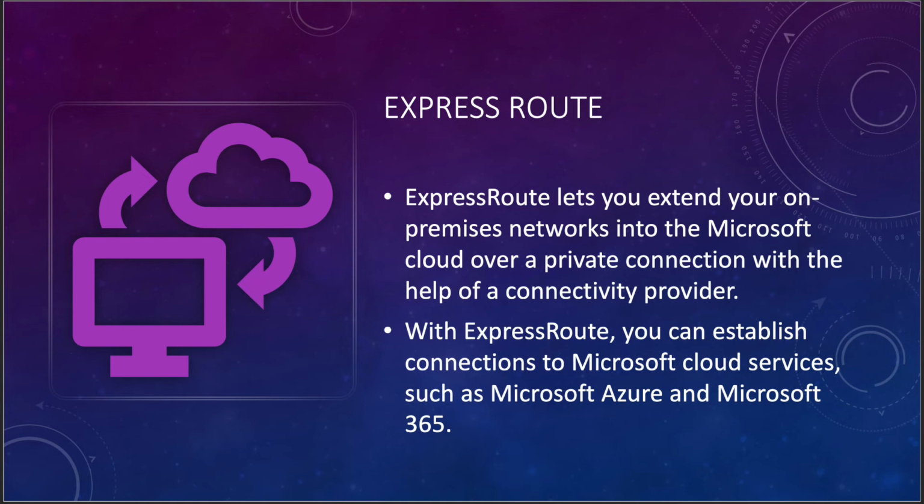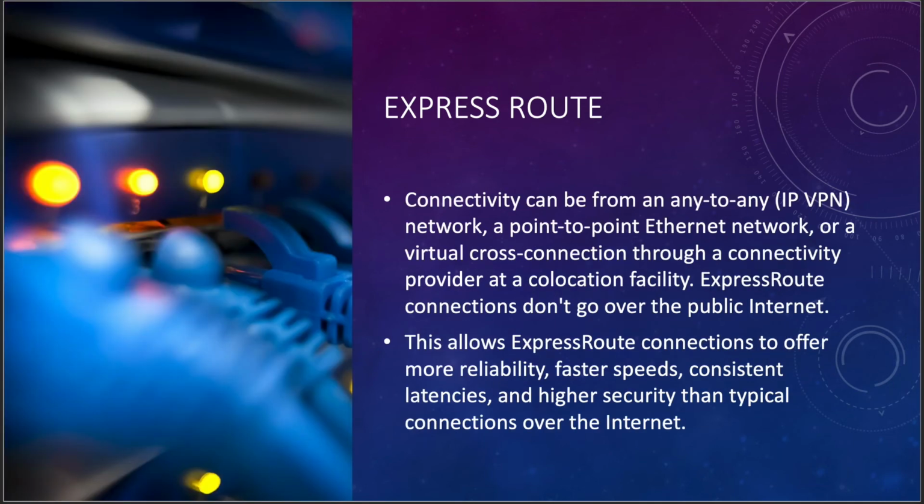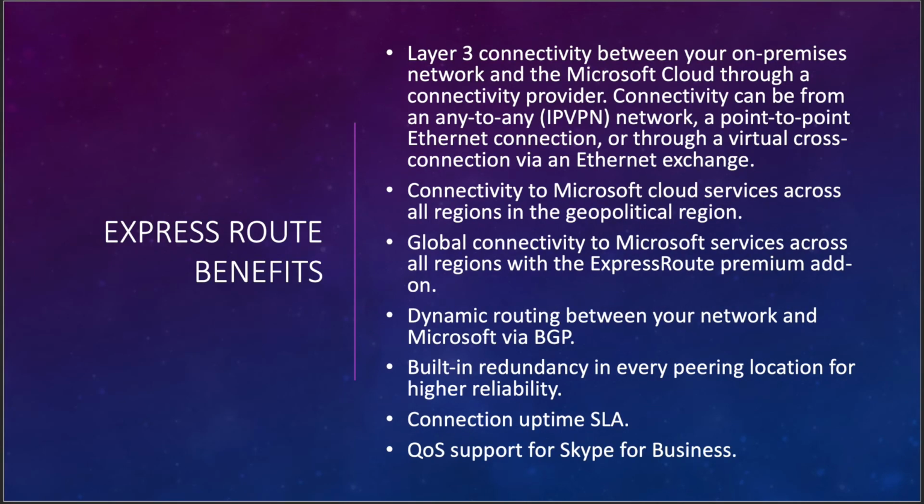So ExpressRoute is kind of neat if you want to tie your data center directly or you want to tie to specific Azure services. Right? Connectivity can be formed through any-to-any, point-to-point Ethernet network, or virtual cross connection. And that's something that your network engineer will set up for you. So this allows ExpressRoute connections to offer more reliability, faster speeds, consistency, and all the other things. So you can make sure that your ExpressRoute connections don't go over the public internet. It's basically a virtualized tunnel. So you're not just sending packets willy-nilly, you're actually building yourself your own little tunnel.